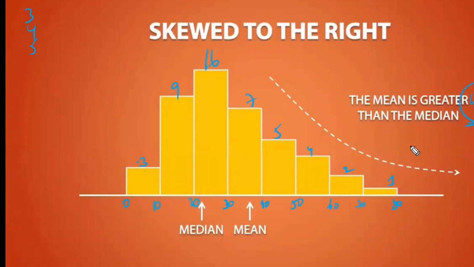Now, out of these 47 values, what is the center position value? It is 24. Where will the 24th be? 3 plus 9 is 12, 12 plus 16 is 28. So where is your median? Between 20 to 30 only, right?